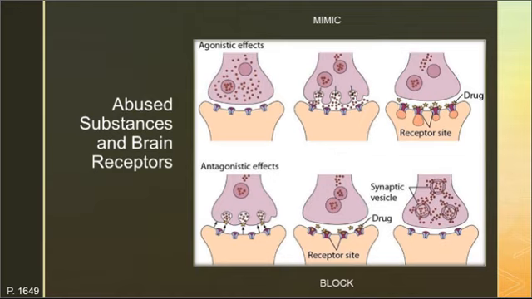Cocaine acts by binding the dopamine transporter, blocking the removal of dopamine from the synapse. The dopamine accumulates and produces an amplified signal to the receiving neurons. This is what causes the euphoria.